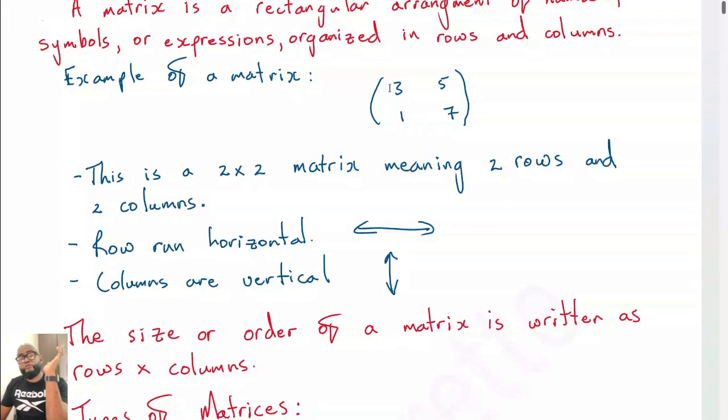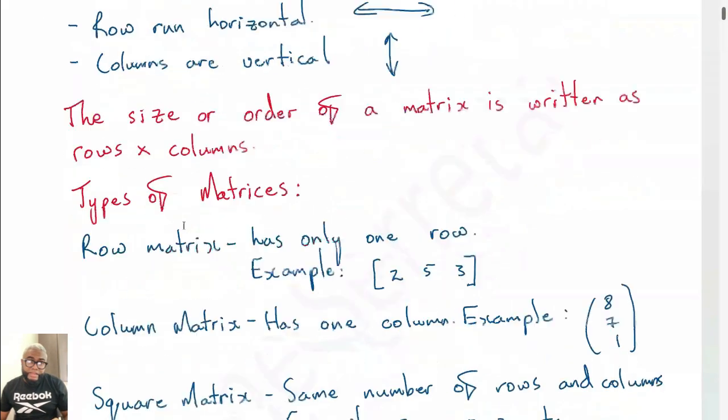Right. So rows are running horizontally. So 3 and 5 will make up your first row. And 1 and 7 will make up your second row. Your columns are running vertically. Okay? 3 and 1 will be your first column. 5 and 7 will be your second column, right? Matrices, rows, and columns. Okay? Right. Let's see what we have here next.